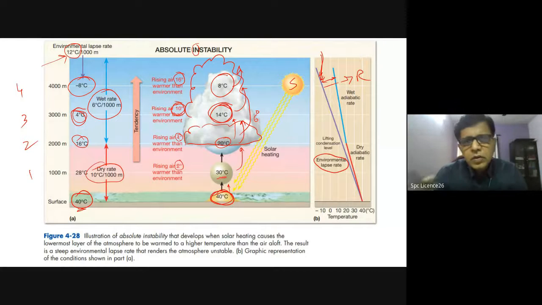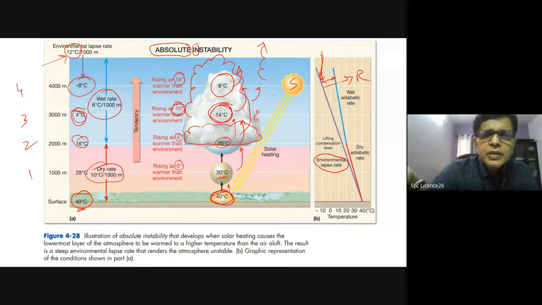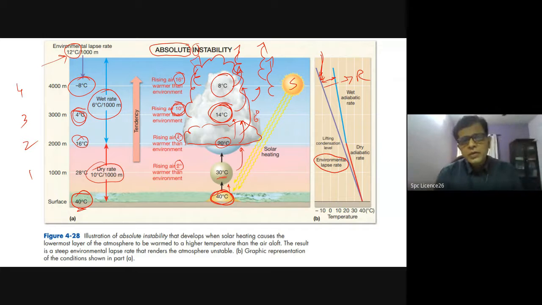The effect of the thundering, the intensity of the rain, etc., is going to be very high. Because the tendency continues to go up, this is called absolute instability. It is unstable and it tends to rise very fast. The air parcel tends to rise very fast up here. This is the second condition. From absolute stability, we have moved to absolute instability.